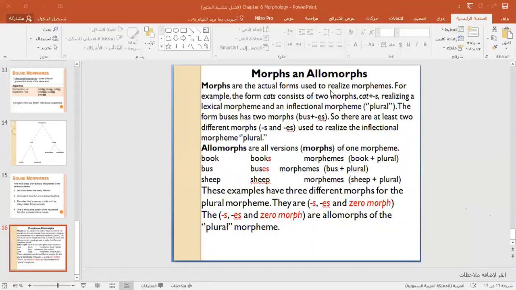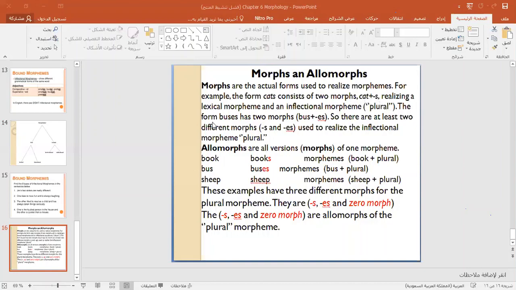Morphs are the actual forms used to realize morphemes. The actual forms that are visible, that you can see, used to realize morphemes, are called morphs. For example, the form cats consists of how many morphs? Cat plus s, realizing a lexical morpheme and an inflectional morpheme. So here we have two morphemes, cat plus plural s. They also have two morphs, cat plus s.